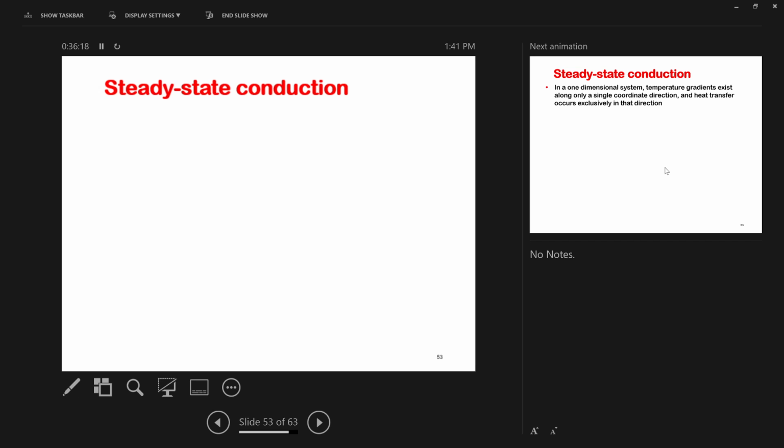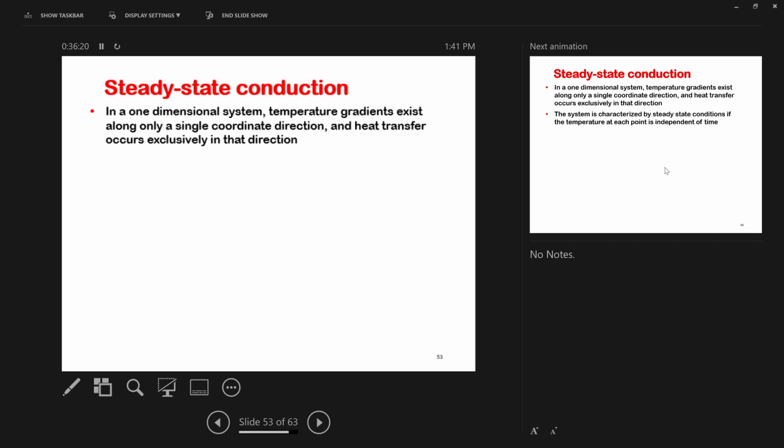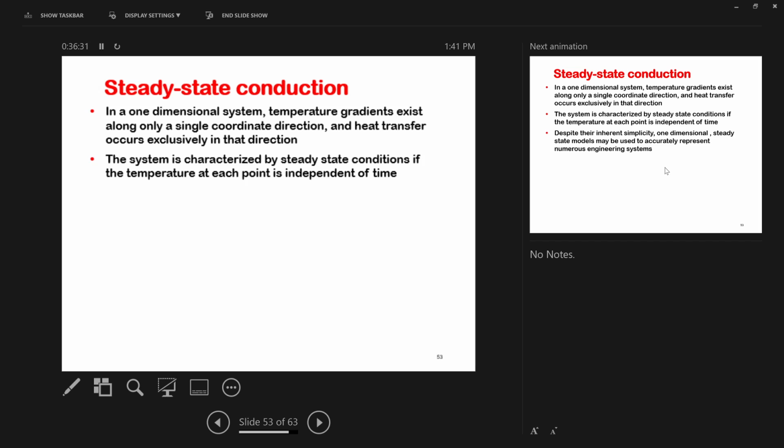A steady state condition is actually, let's go by this. The system that is characterized by a steady state condition states that the temperature at each point doesn't change with time, right? So essentially, you will have a stable temperature difference, a temperature gradient.